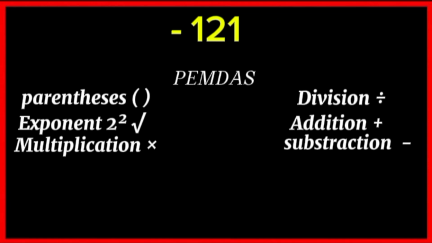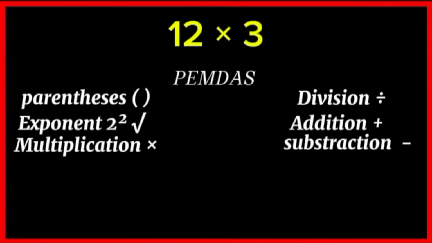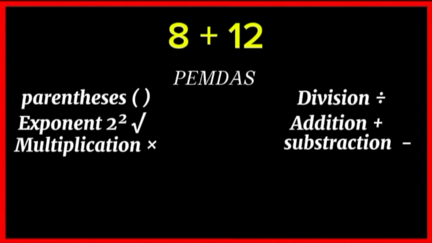Now, let's look at another example. Suppose we have 8 plus 4 times 3. Many students quickly add 8 plus 4 to get 12, then multiply by 3 to get 36. But that is wrong, because multiplication must come before addition. First, we multiply 4 times 3, which gives us 12. Then we add 8 plus 12, which equals 20. So the correct answer is 20.